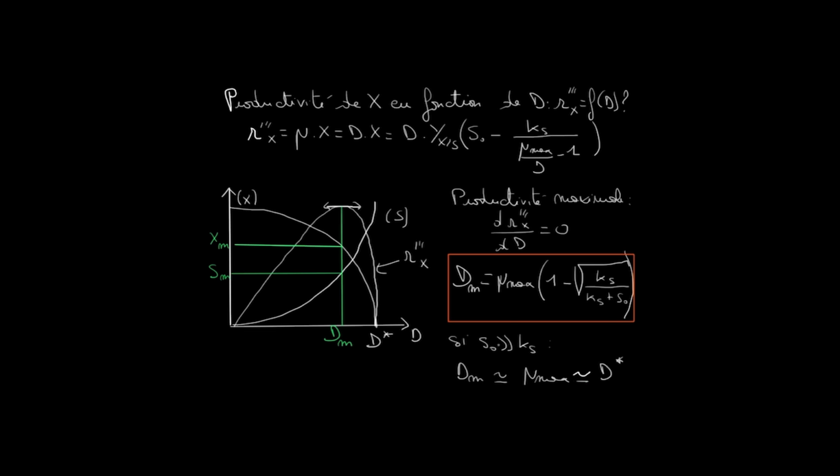We can see that Dm and D asterisk are approximately equal to mu max. Thus, depending on the dilution rate, there is either maximum biomass productivity or biomass washing out. This makes chemostat control tricky.